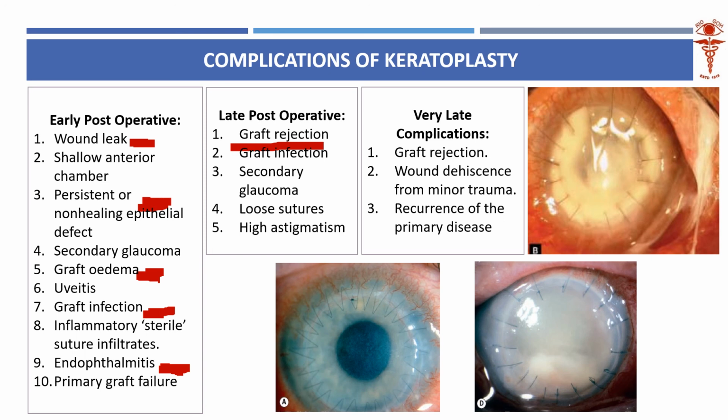In the late phase, we can have loose sutures. Lots of loose sutures can be there. There can be high astigmatism, because there are 16 sutures now. This kind of issues can occur in the late phase. In the very late phase, there can be wound dehiscence. A patient who has had a keratoplasty will be almost normal for a very long time, then suddenly develops a disease recurrence in the donor button, or develops a wound dehiscence in the donor cornea.